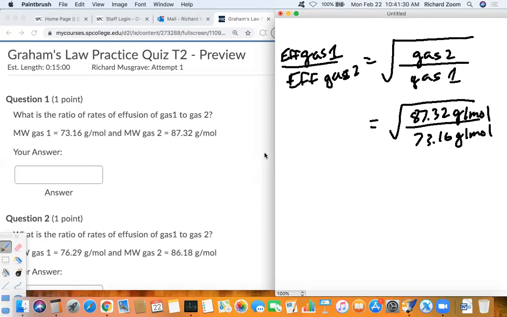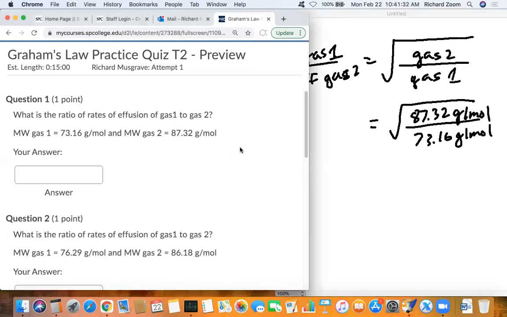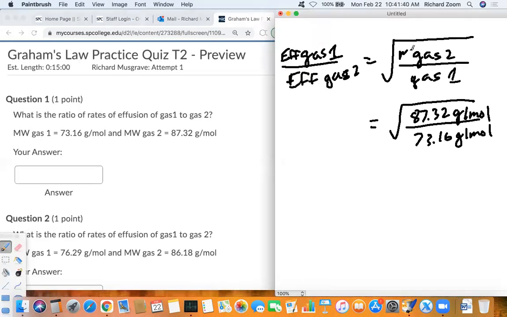All right, does anybody have any questions about Graham's law? All right, so those are molecular weights, by the way.